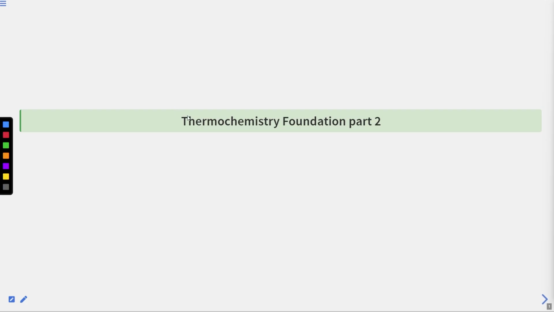Hello everyone. Today we will see some practice questions or foundation questions from the chapter Thermochemistry, and this is part 2.